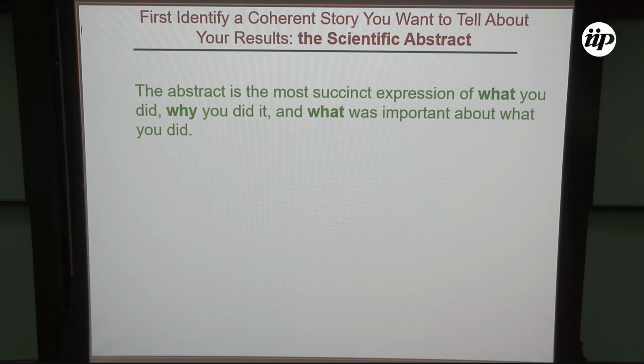So the reason I suggest looking at an abstract to try to decide whether or not you have a coherent story to tell is because, first of all, it's got all of the components, or it should have all the components of your paper. But it's much easier to write. You can write it in a much more succinct way than just sitting there and trying to write the entire paper.